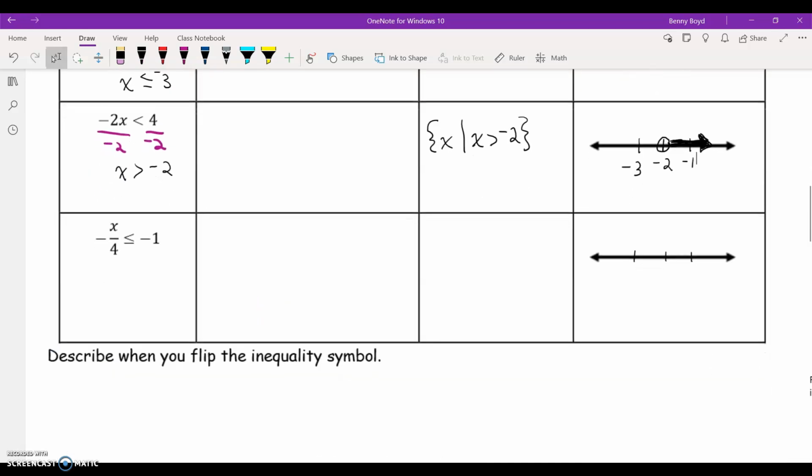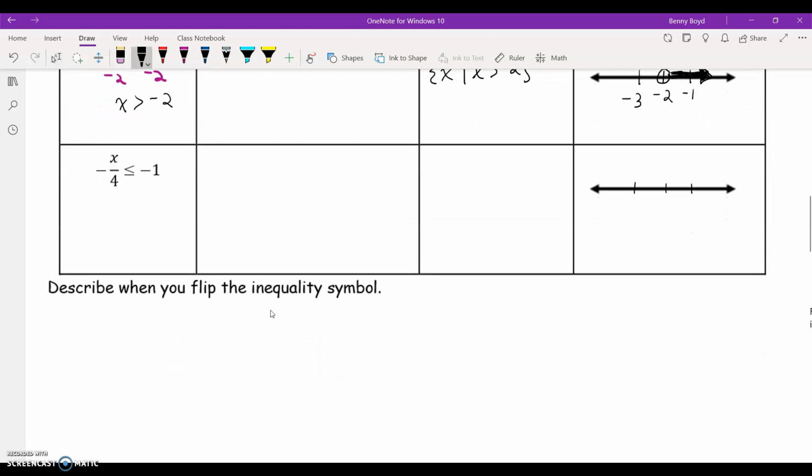Okay, guys, so let's go on down and take a look at this one. All right, so I see I've got -x divided by 4 is less than or equal to -1. So here, I'm going to multiply by 4. And when I do that, I end up with -x is less than or equal to -4. Okay. And then I need to divide by -1. So that's going to give me x is greater than or equal to 4.